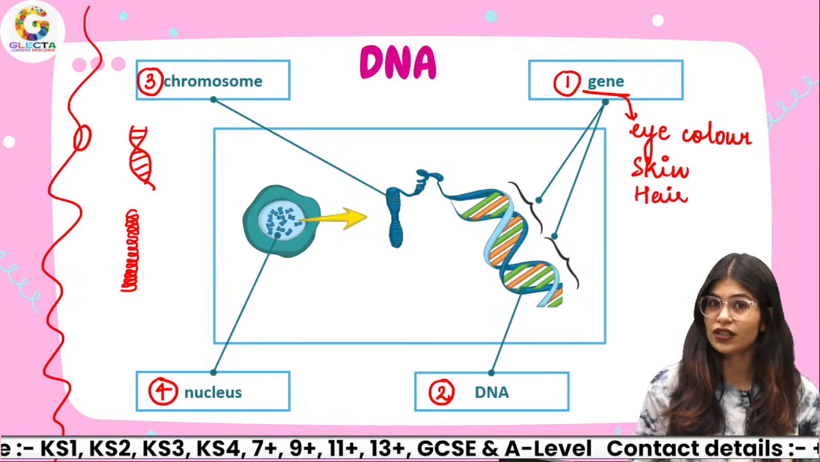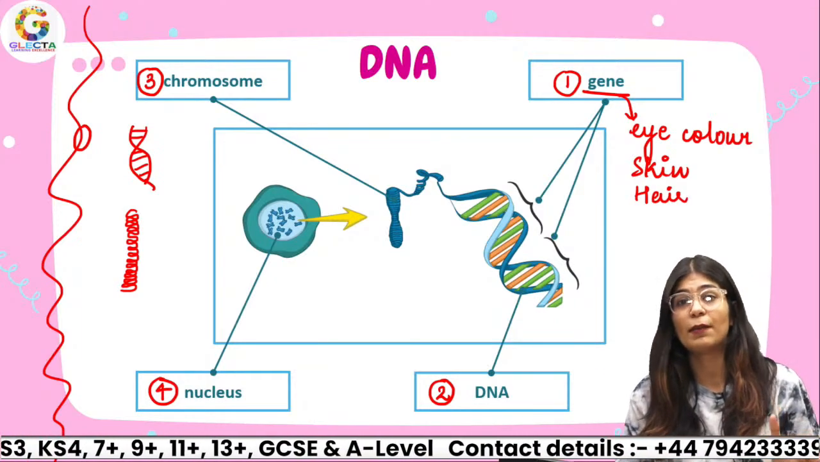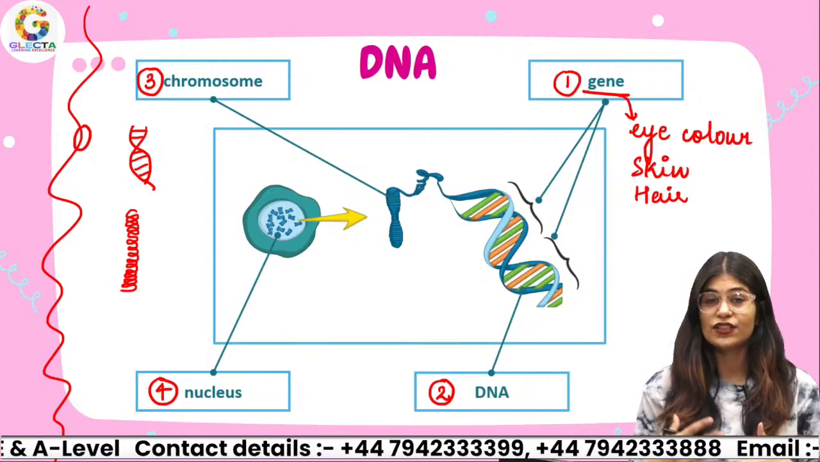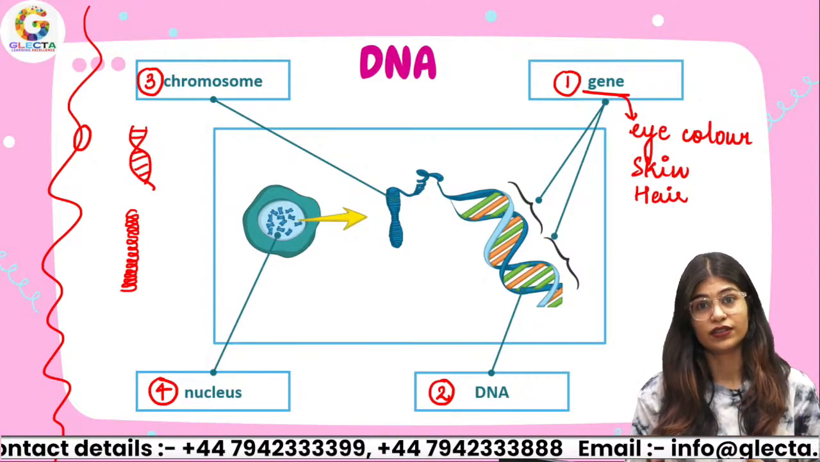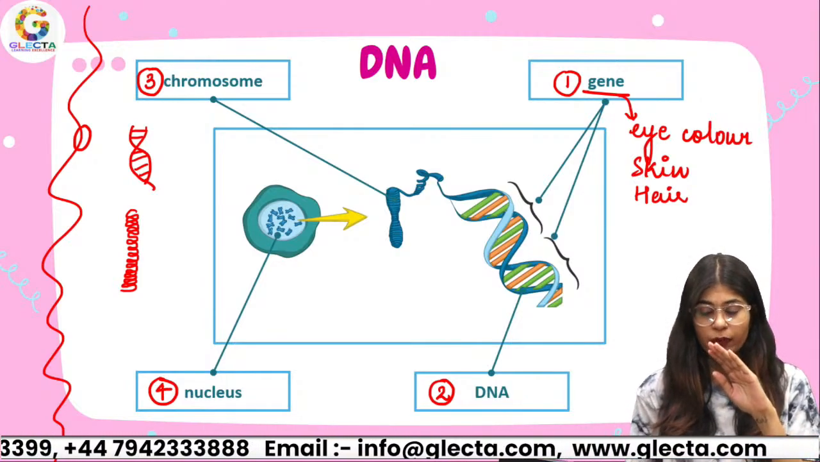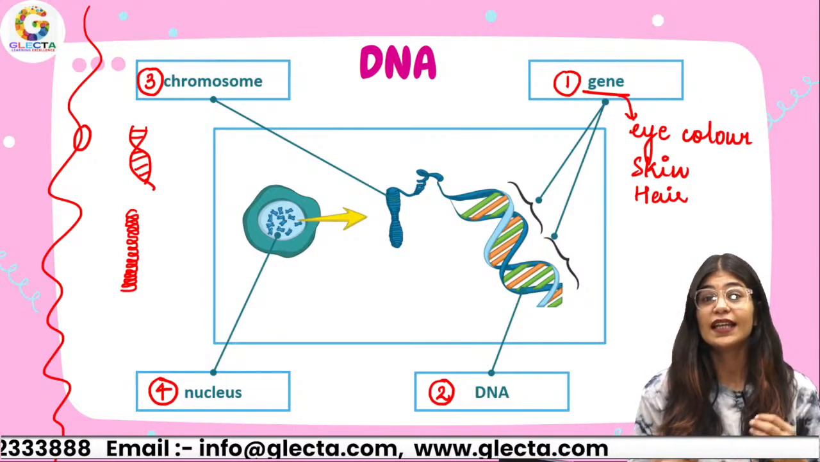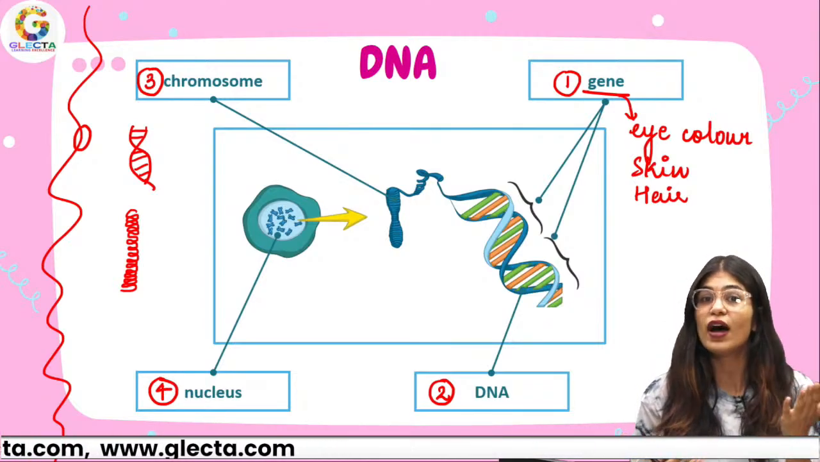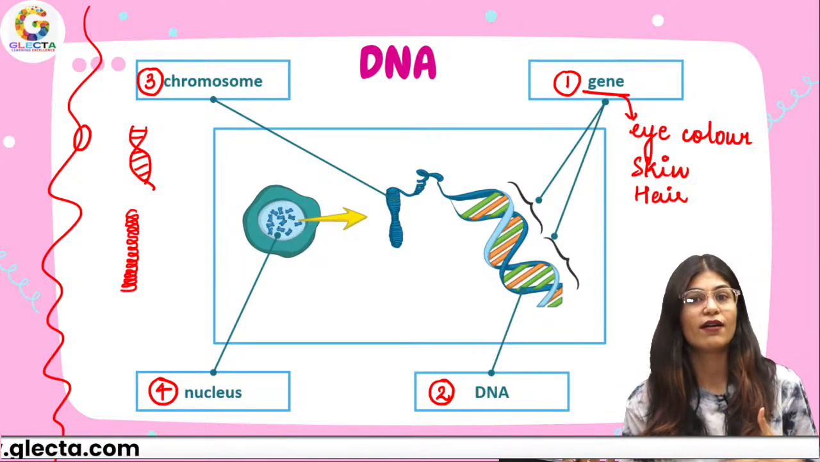And these genes are passed down from our parents, which means if somebody says your eyes look like your father's, or somebody says your eyes look like your mother's, they are talking about the genes being the same. Whatever genes your father had for the eye, you have the same.